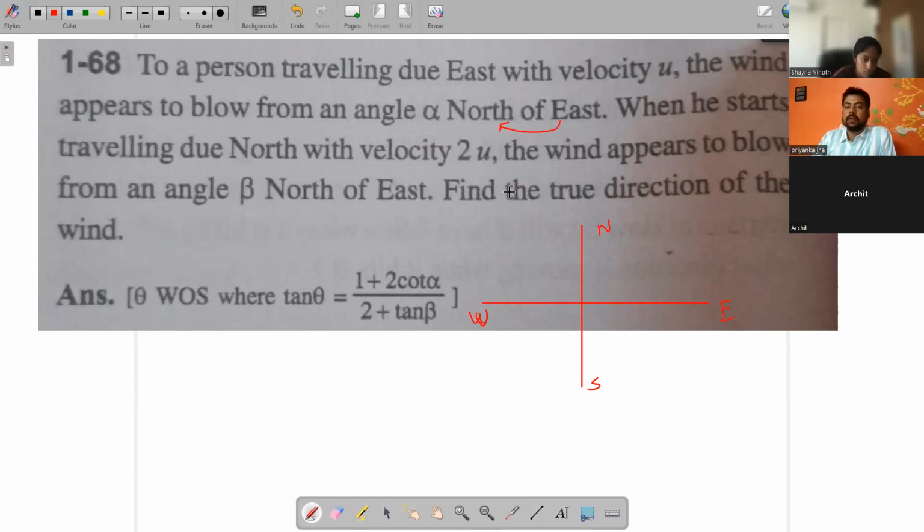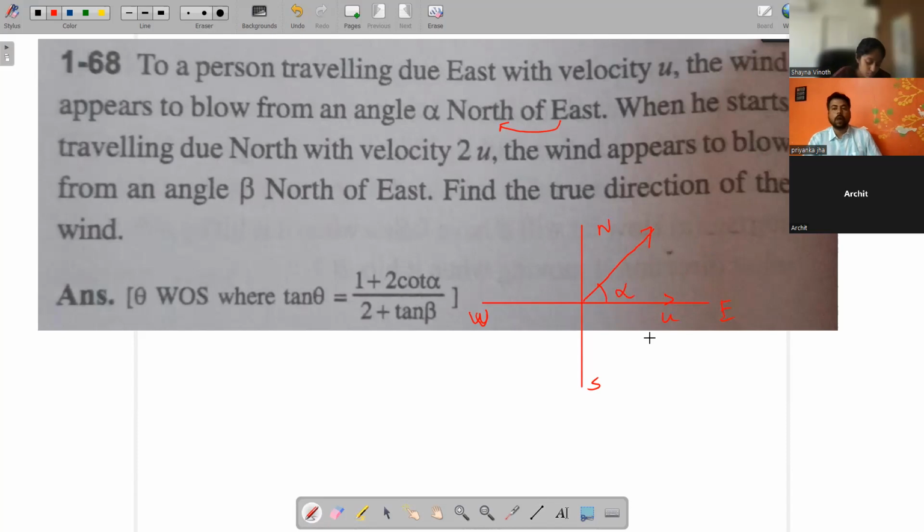If this person travels in the east direction, in this direction, suppose with u velocity, then he will observe that the wind is coming like this. Wind is blowing in this direction, from east to north, that is the angle. This is the velocity of wind.